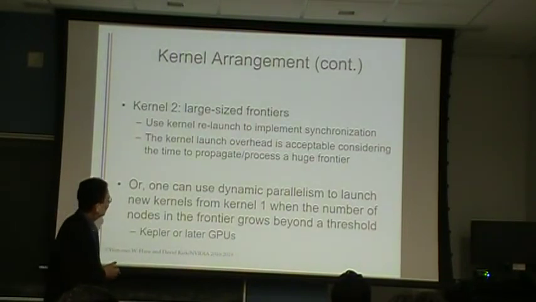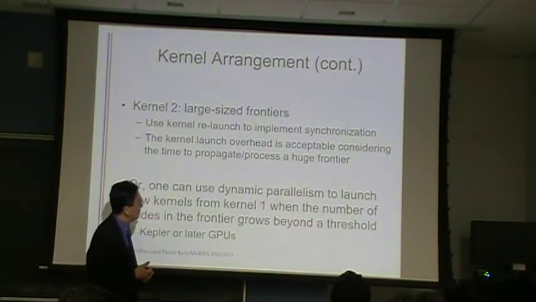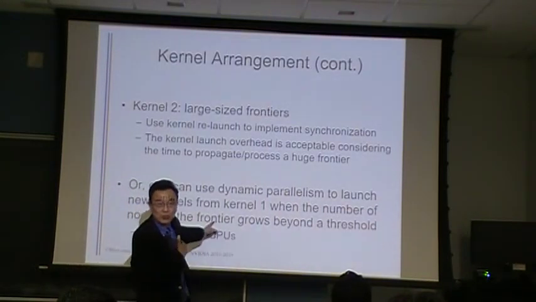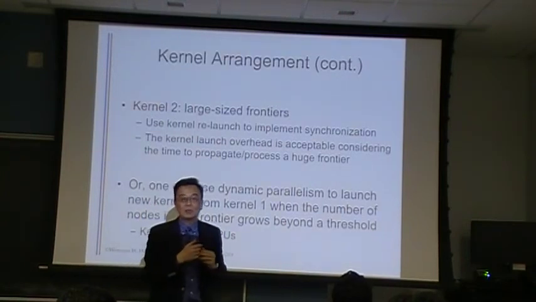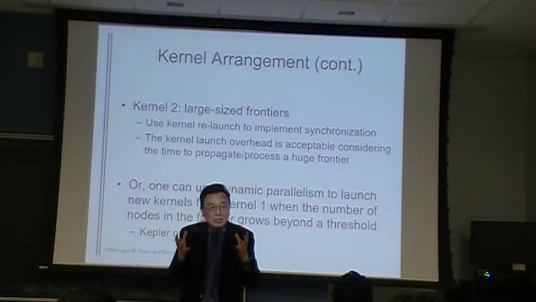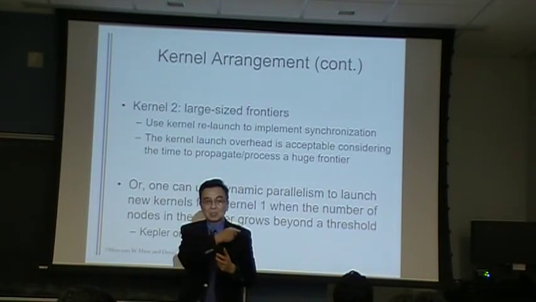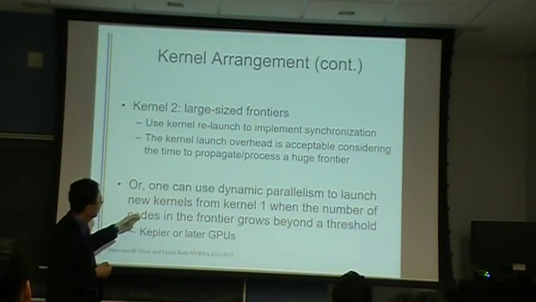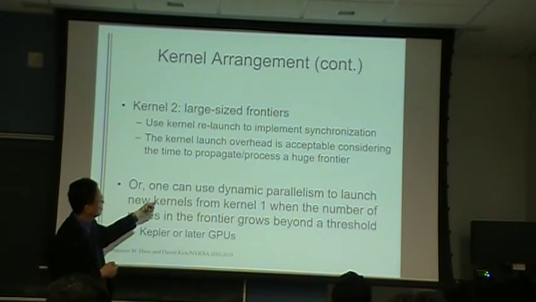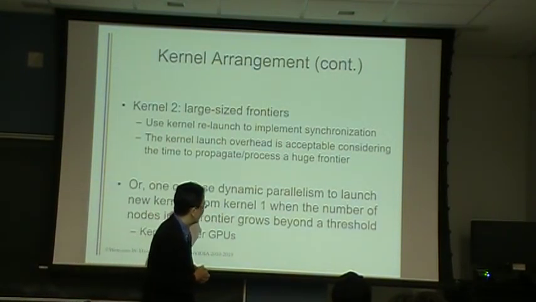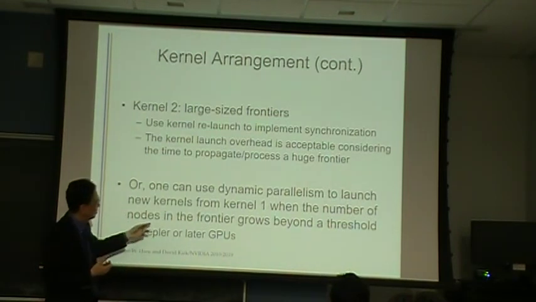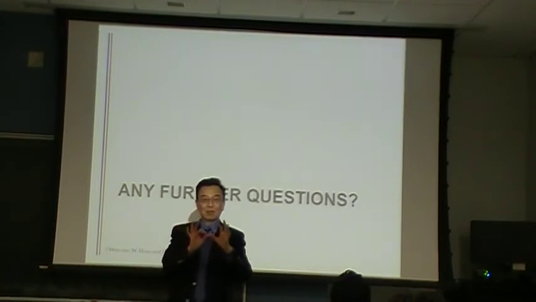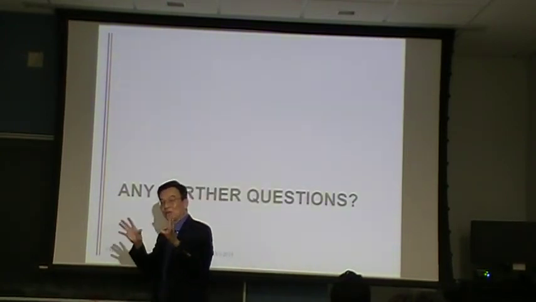Another possibility is to use dynamic parallelism, which we have not introduced yet. We're actually going to be talking about it. I just want to put a little pointer here. When we talk about dynamic parallelism, that will be one mechanism you can use to launch new kernels from kernel 1 when the number of frontier nodes grows beyond a threshold. Okay. So this brings us to the closure of these two lectures.